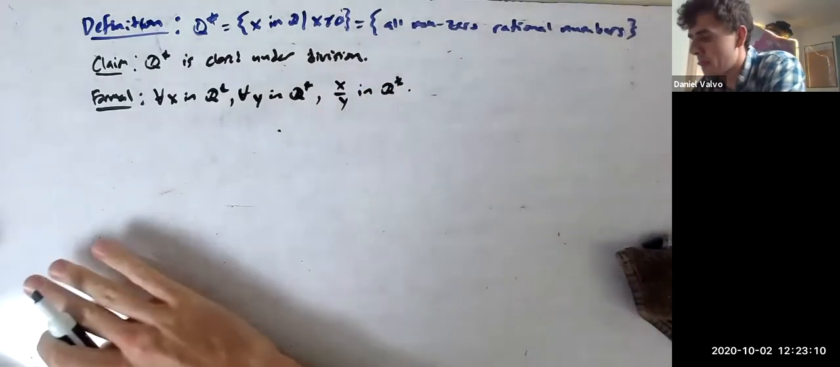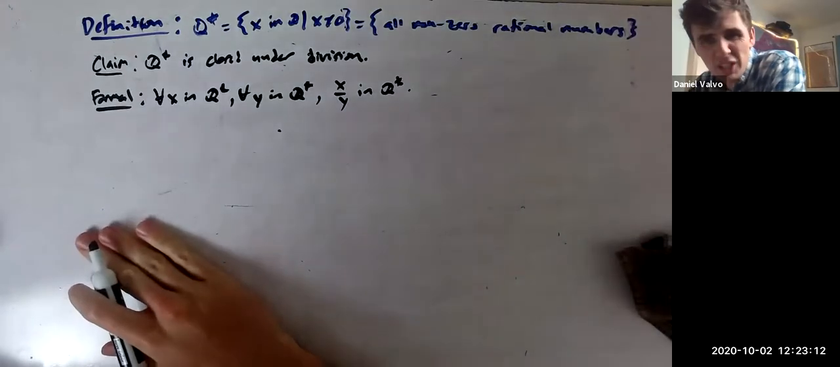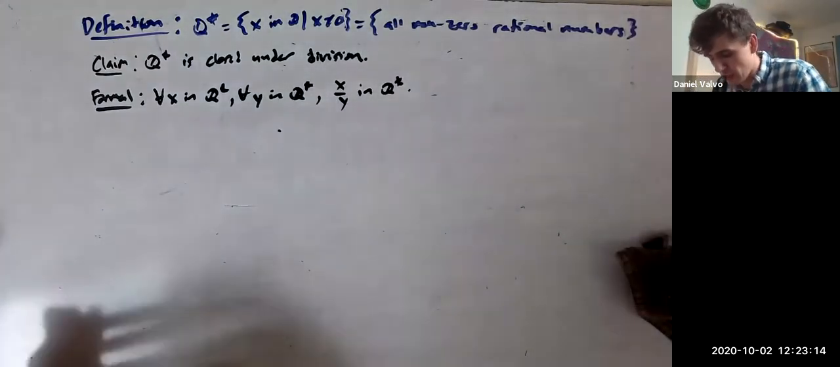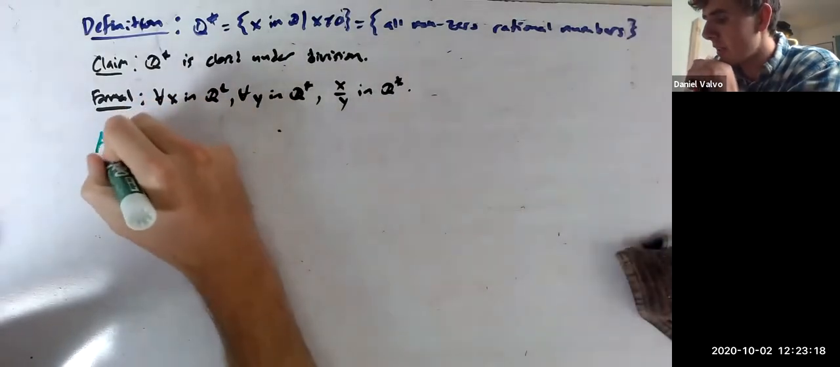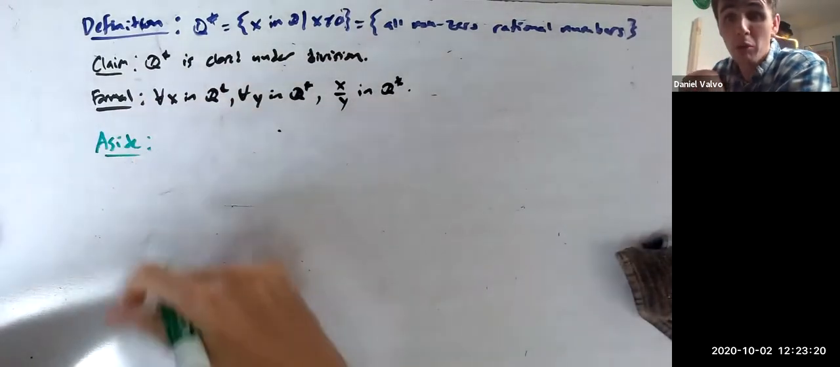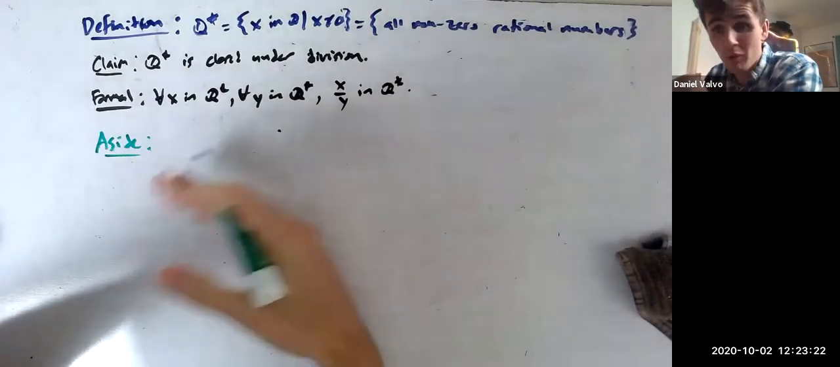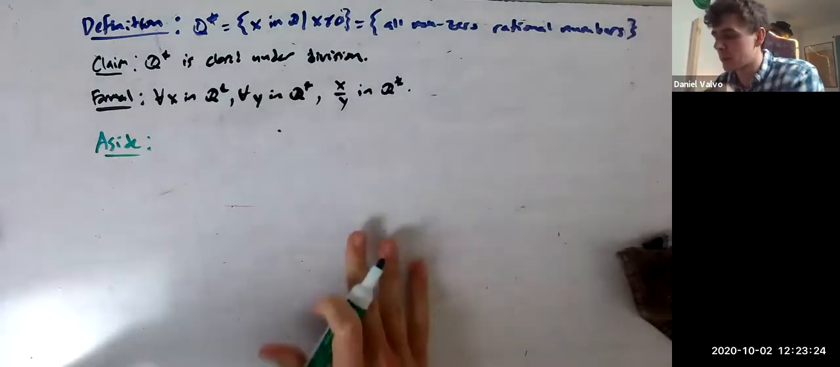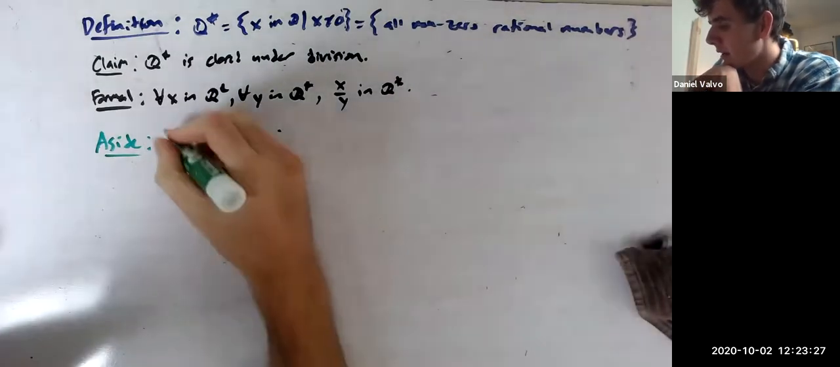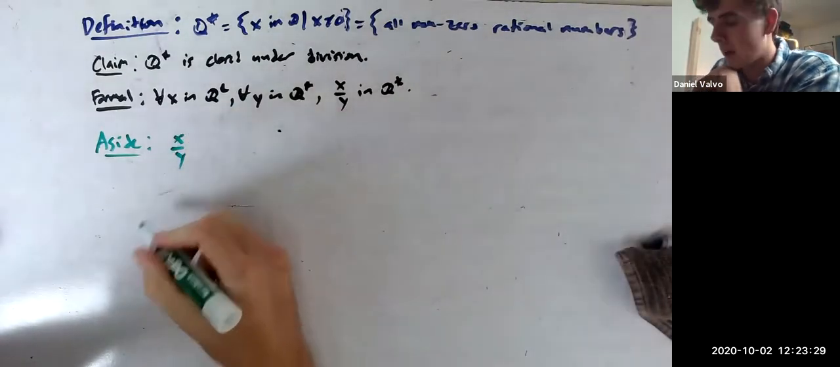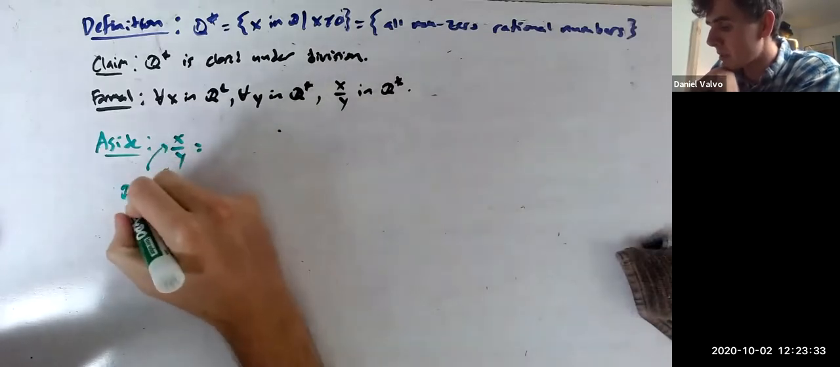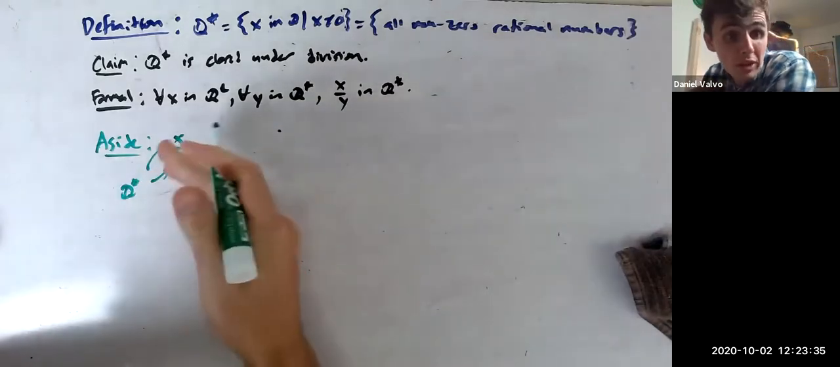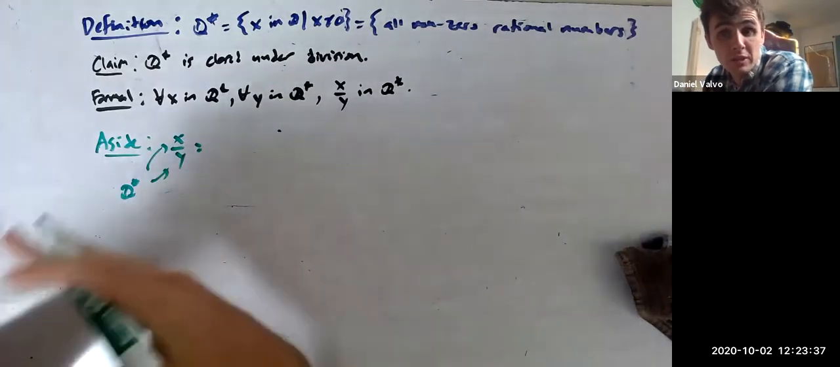Let's go ahead and see first of all if we think this is true. Let's make an aside here, because the first thing we always do before we prove something is decide what we're trying to prove and why we think it is true. We need a proof sketch, an idea of what we're going to do. So the idea here is if we take any x over y, where x and y are both rational numbers in Q star, that means they're rational numbers that aren't zero.